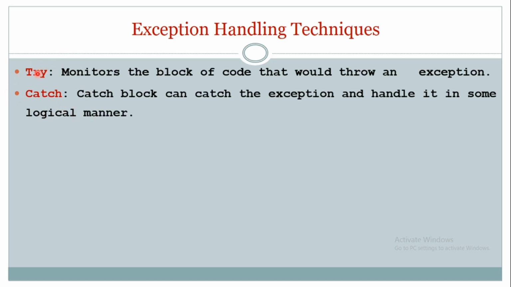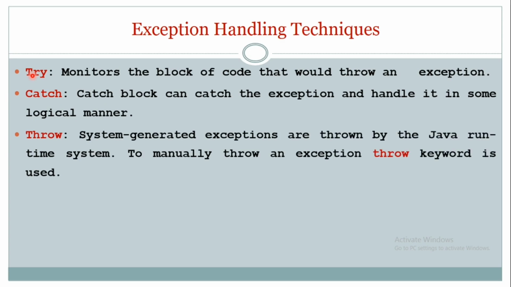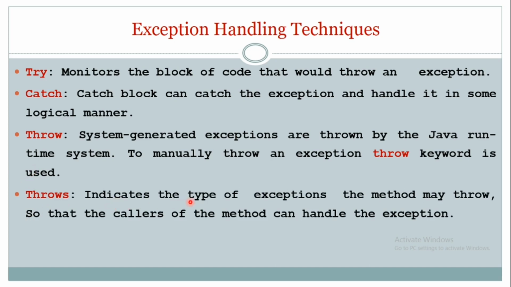What do you mean by throw? System generated exceptions are thrown by the Java runtime system. If you want to manually throw an exception, then the throw keyword is used. As the name itself says, throw. What do you mean by throws? It indicates the type of exception the method may throw. Say if a method is throwing some arithmetic exception, we need to indicate that this method throws the arithmetic exception. Why do we have to indicate? So that the callers of the method can handle the exception.